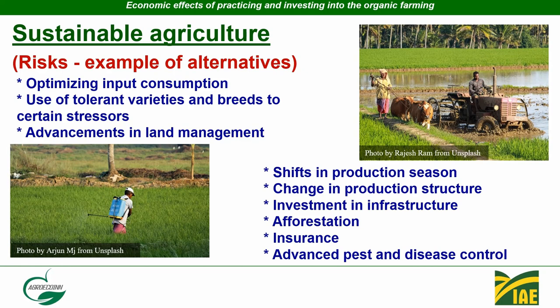Alternatives to avoid or mitigate the negative effects of climate change have been identified in implementation of different measures that will adapt the used agricultural practices to new circumstances. In this way, over 60% of potential damages in agriculture could be eliminated. Adjustment can include optimization of input consumption, use of varieties and breeds tolerant to certain climate stressors, improvement in land management, shifting the production season, change in production structure, investment in equipping the rural space with elements of physical infrastructure, afforestation, insurance of production, or enhanced pest and disease control.